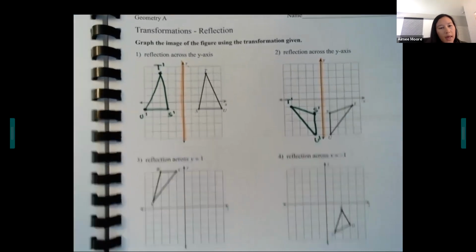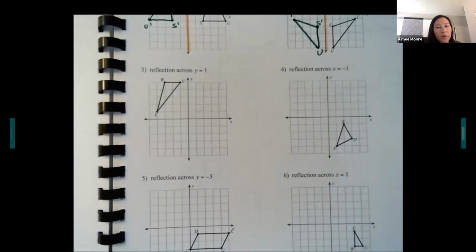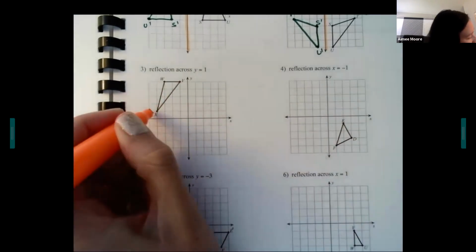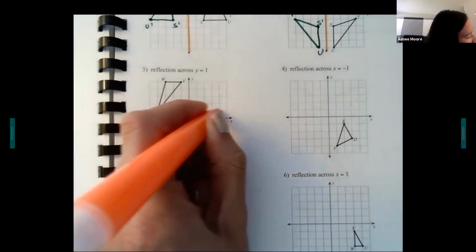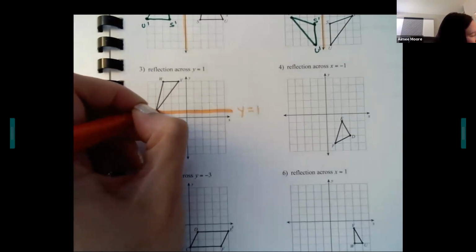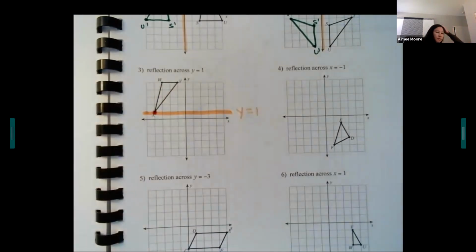Okay. Number 3, we have to reflect across y equals 1. Right here, that's where y equals 1. It looks like our first point is actually on our line of reflection, so it's going to stay there.